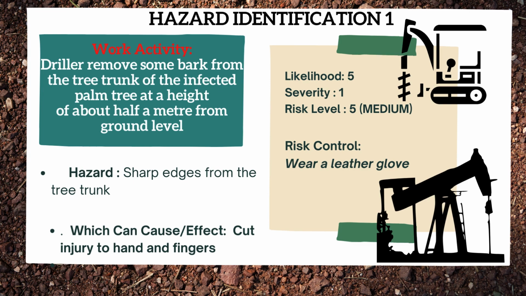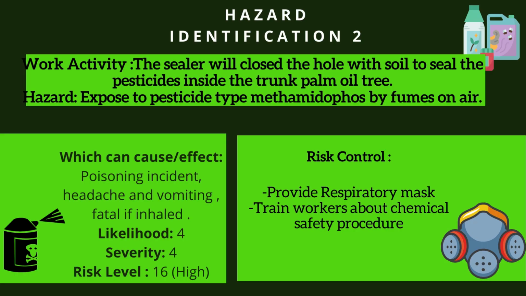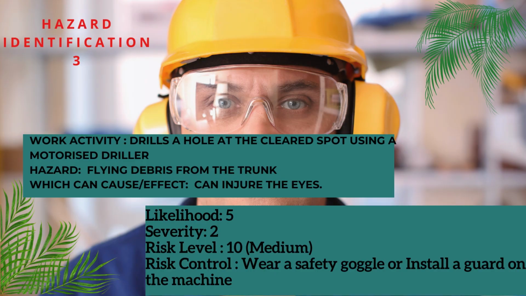Hazard identification 2. Work activity: the sealer will close the hole with soil to seal the pesticides inside the trunk of the palm oil tree. Hazard: exposed to pesticide, type methamidophos, by fumes in the air, which can cause a slash effect. Poisoning incident, headache and vomiting, fatal if inhaled. Likelihood, 4. Severity, 4. Risk level, 16, high. Risk control: provide respiratory mask. Train workers about chemical safety procedure.